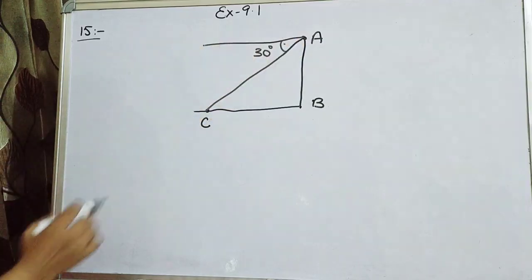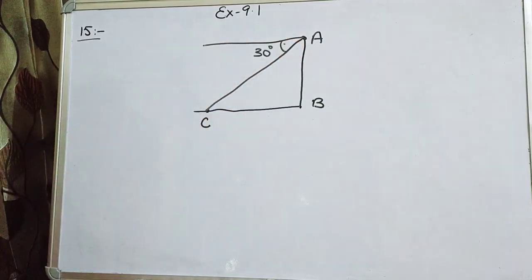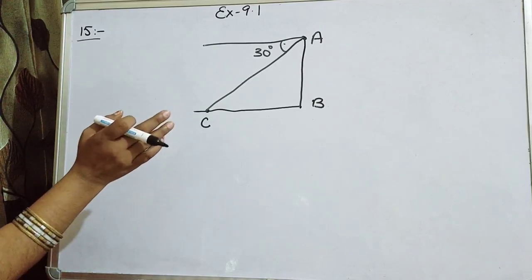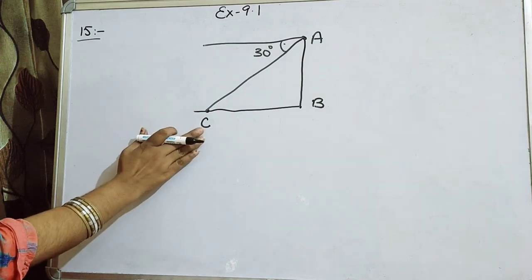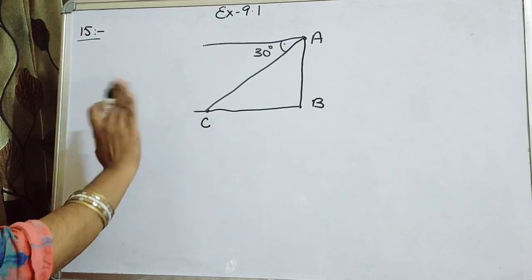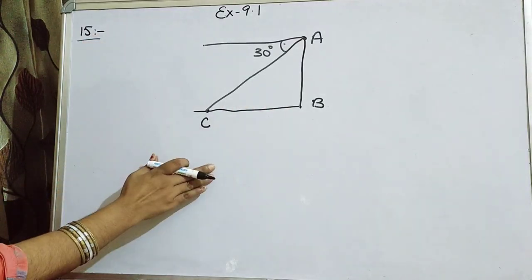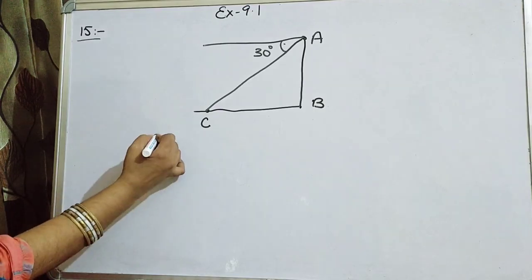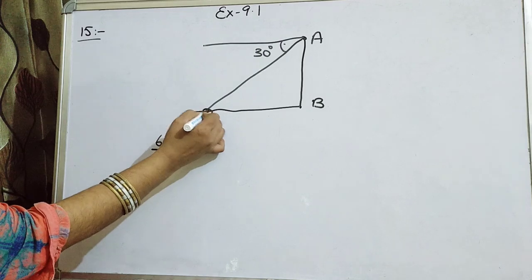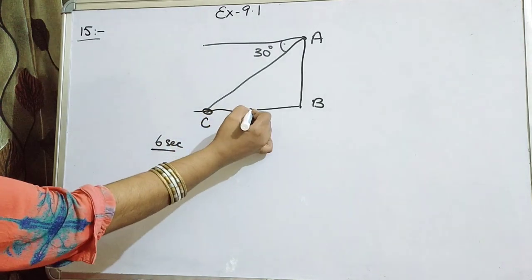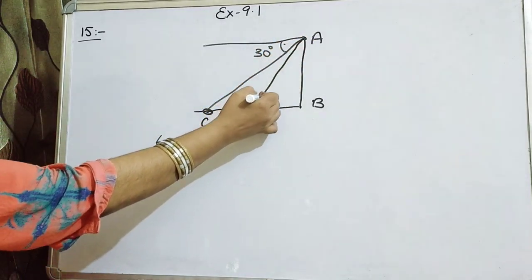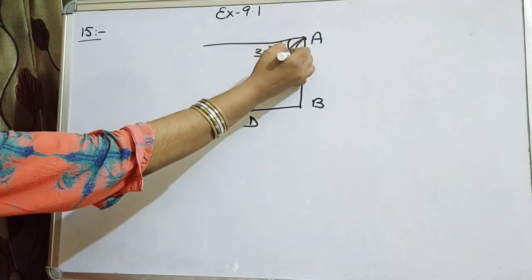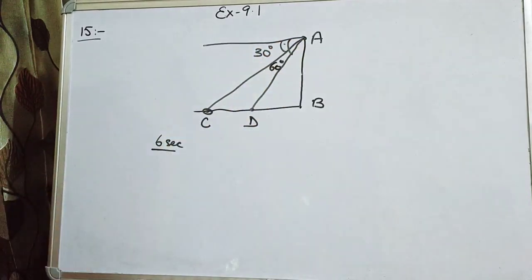When a man stands at point A, at the top of the tower, he observes a car which is at point C. It is also given that this car is moving towards the tower with a uniform speed. After 6 seconds, this car which was at point C now reaches point D. And now for this man, the angle of depression changes to 60. So this angle will be 60, right?